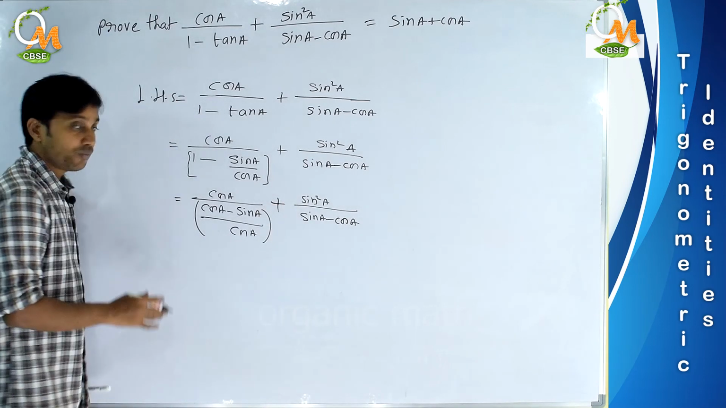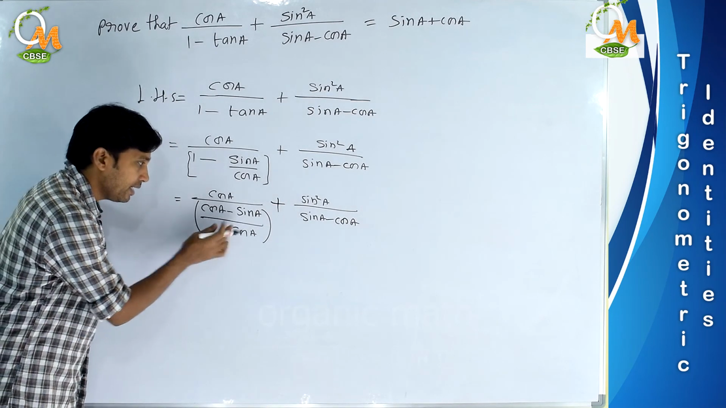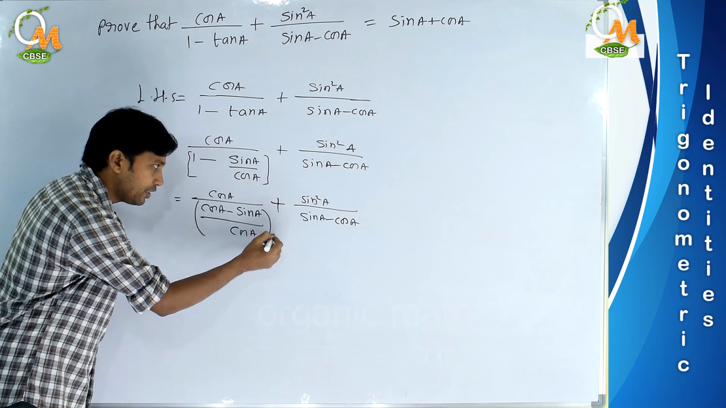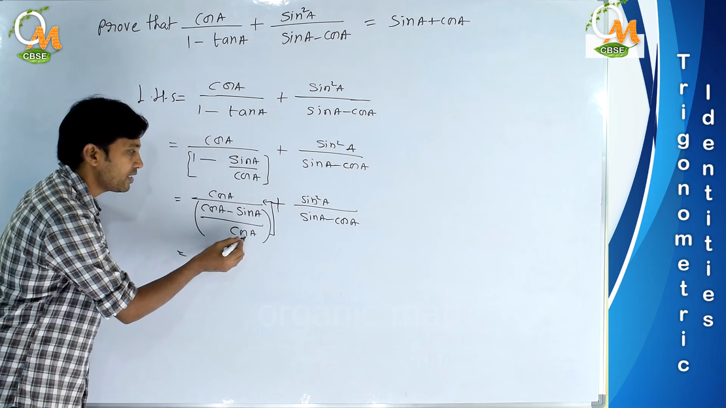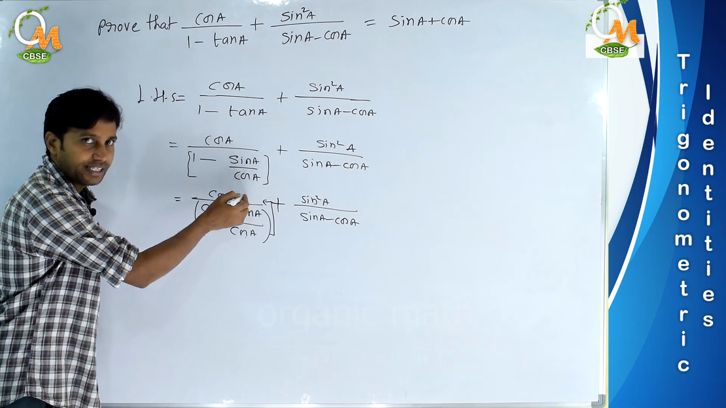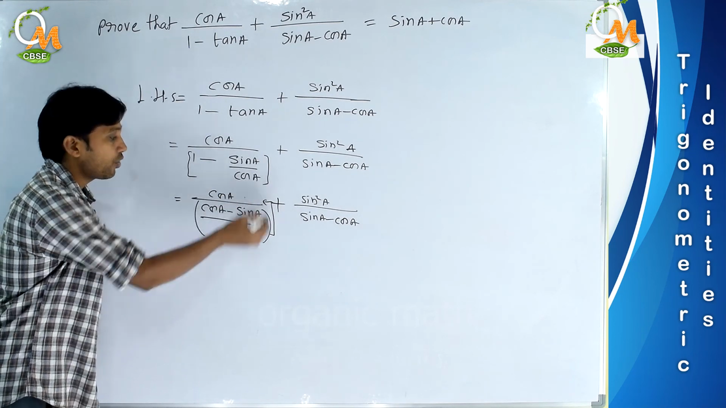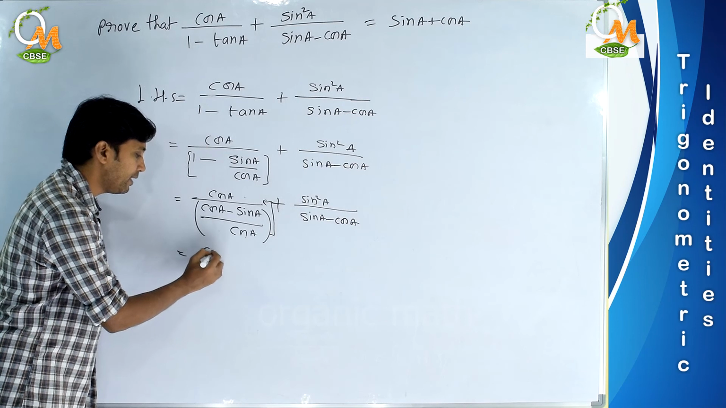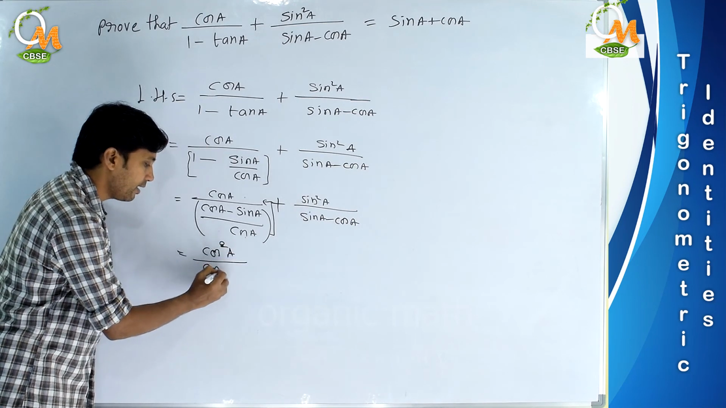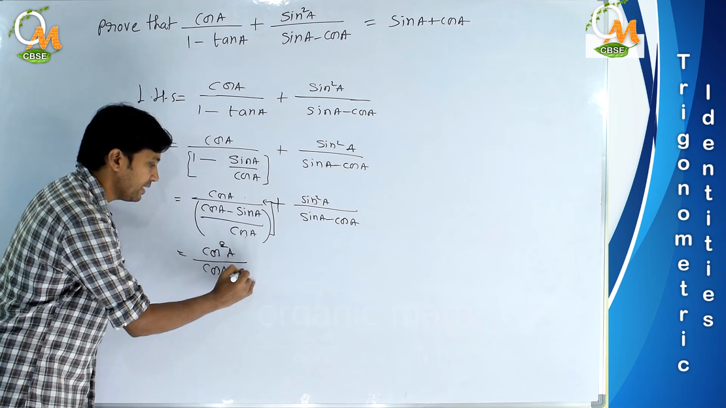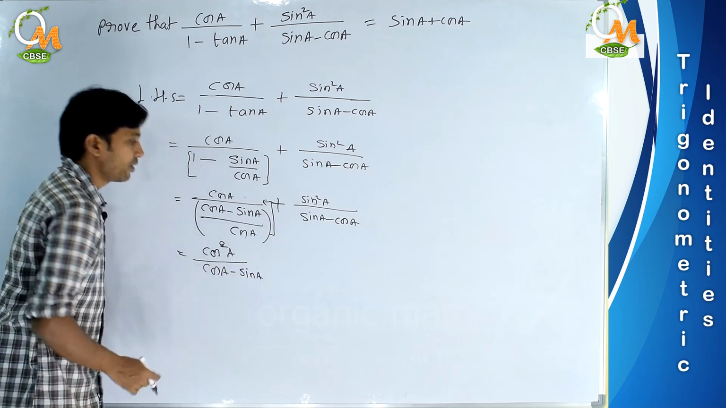Okay, just see here, once again I am telling you, since this fraction is there in the denominator part, we are going to invert this fraction. Then what will happen? Cos a will be written in numerator part. So therefore cos a into cos a will be multiplied to obtain cos square a by cos a minus sin a. Got it?